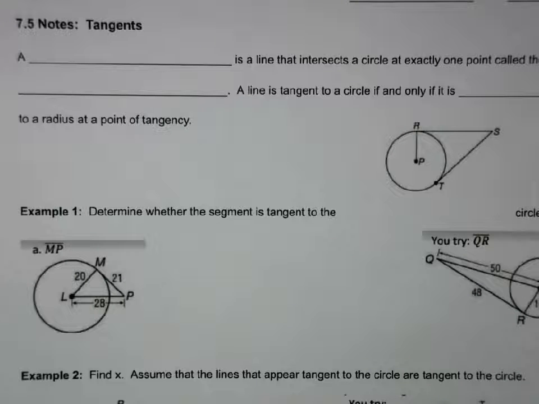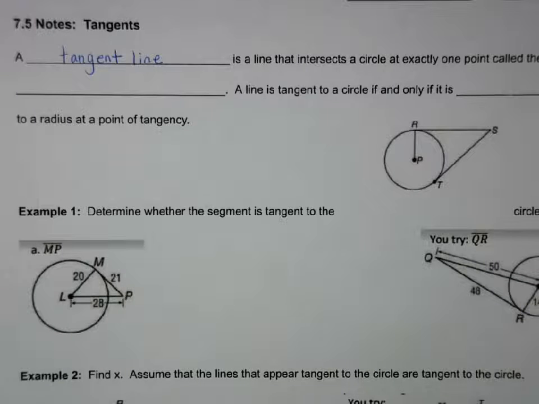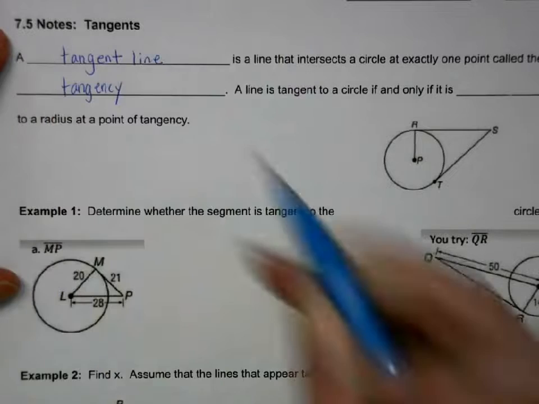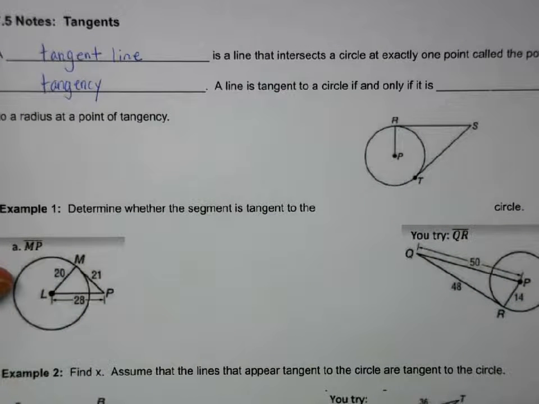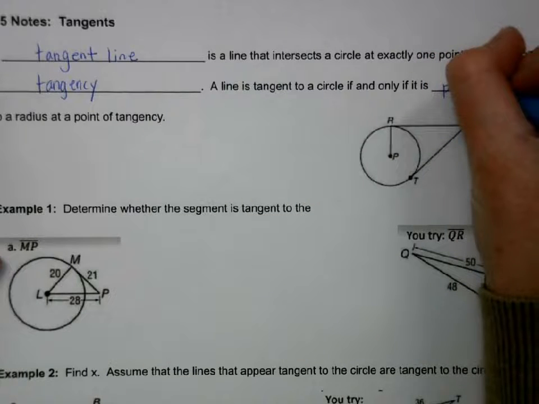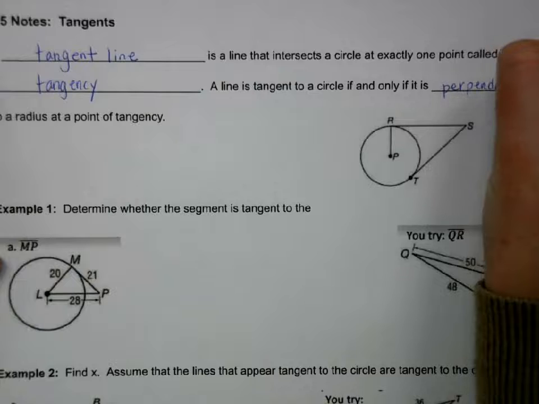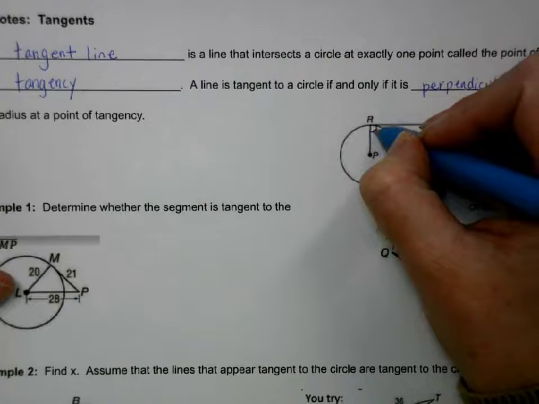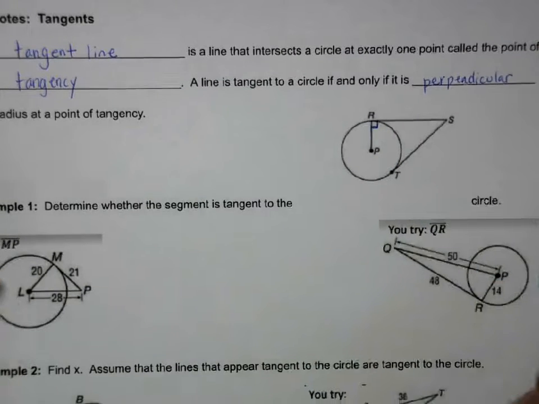In this lesson, we're going to be talking about something called tangent lines. So a tangent line is a line that intersects the circle at exactly one point. The point where it touches is called the point of tangency. And a tangent line to a circle is tangent if it's perpendicular to the radius at the point of tangency. So if this is perpendicular to this, we consider this a tangent line.